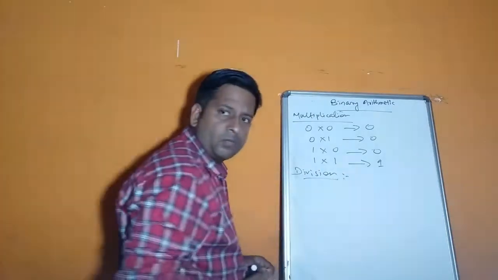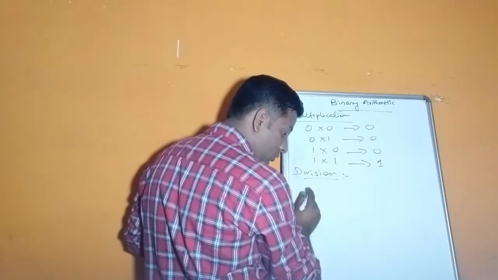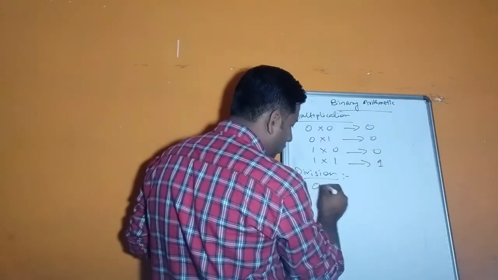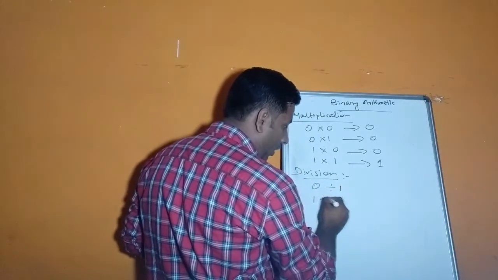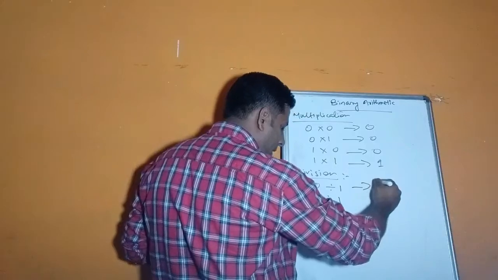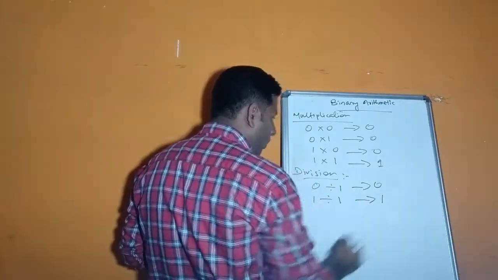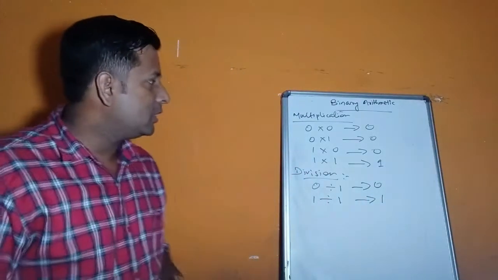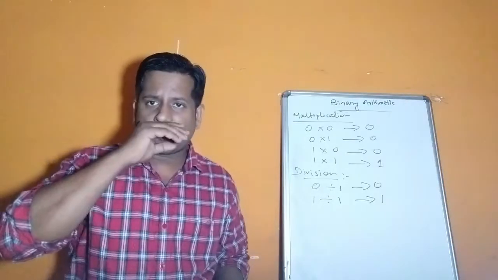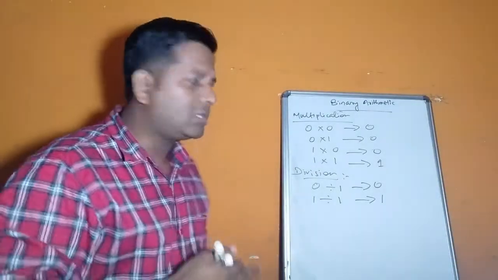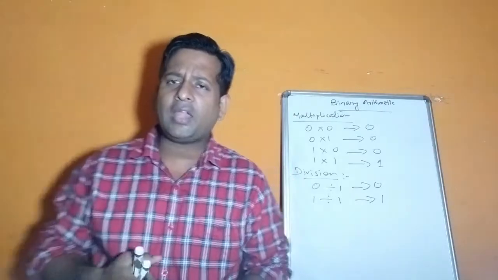And division, if you move to division, 0 divided by 1 and 1 divided by 1. 0 divided by 1 is 0, 1 divided by 1 is 1. So this is division. So children, in binary arithmetic we have 4 different parts: addition, subtraction, multiplication and division.